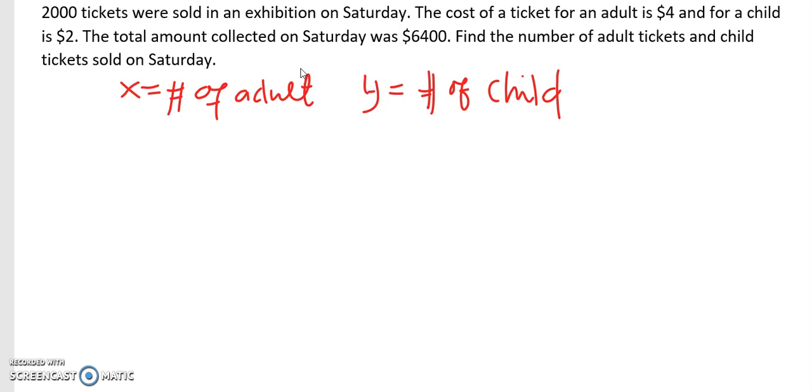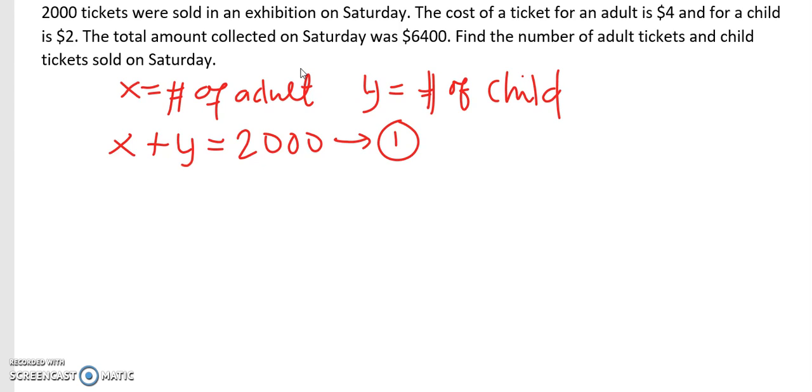Okay. We now know 2,000 tickets were sold at the exhibition. So X plus Y must be equal to 2,000, because X is the number of adult tickets and Y is the number of child tickets. That has to be equal to 2,000. So we have one equation. This is my first equation.